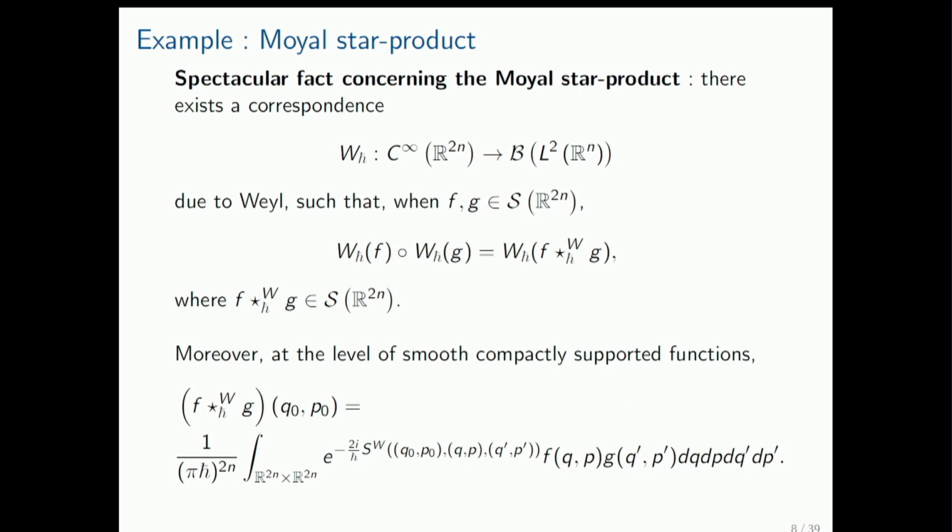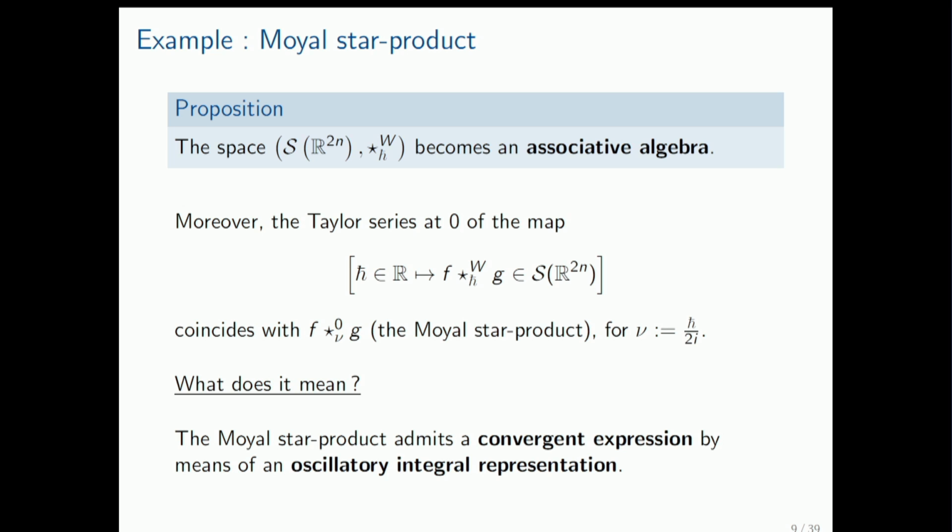So here you have another formula due to Weyl, which is an integral representation. We call it an oscillatory integral representation. This is due to von Neumann, 1931. And so the proposition is that the space of Schwartz functions endowed with this product becomes an associative algebra. So we go beyond the formal level, you see, and by choosing very well the space of functions, we can make the series convergent in order to still keep a genuine function in some sense.